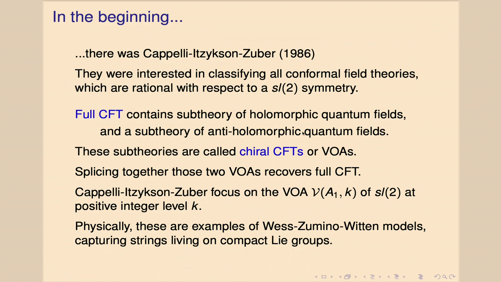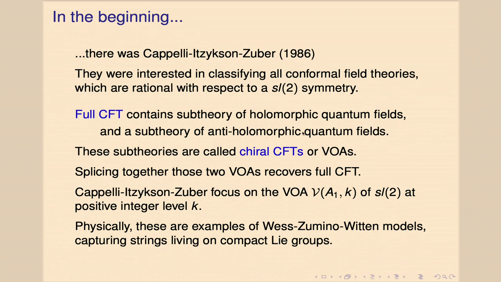So in the beginning, there were Cappelli-Itzykson-Zuber, and in 1986, they were interested in classifying. This was just when conformal field theories, two-dimensional conformal field theories, were sort of reaching consciousness of people, and so they were interested in classifying the conformal field theories that had this affine algebra SL2 symmetry. So Witten had just introduced these sigma models, these Wess-Zumino-Witten models, and so Cappelli-Itzykson-Zuber wanted to find all of them.